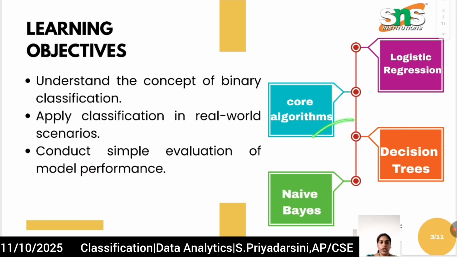Next is the learning objective. So, what are we going to learn today? First, we will understand binary classification. Then we will look into a few real-world examples. Finally, we explore some popular algorithms like logistic regression, decision tree, and naive Bayes algorithm, and so on, and evaluate how these models perform. By the end of the session, you will have a strong idea of both the concepts and their practical uses.